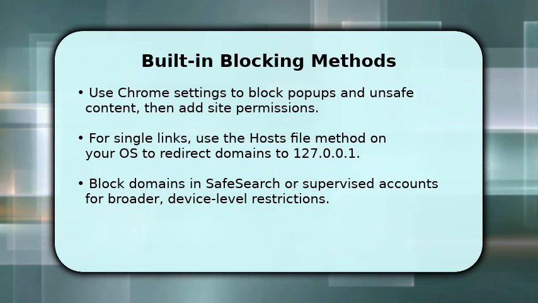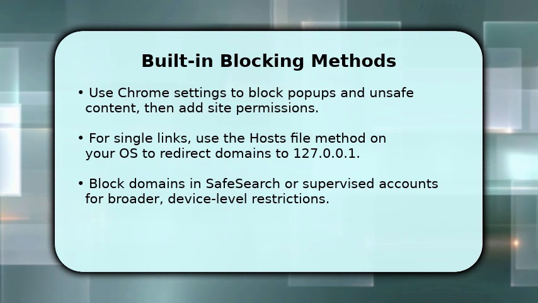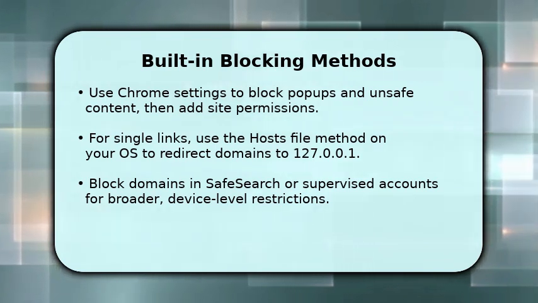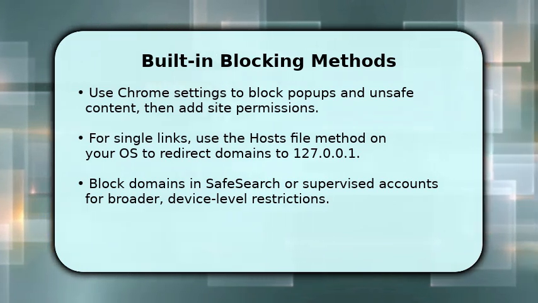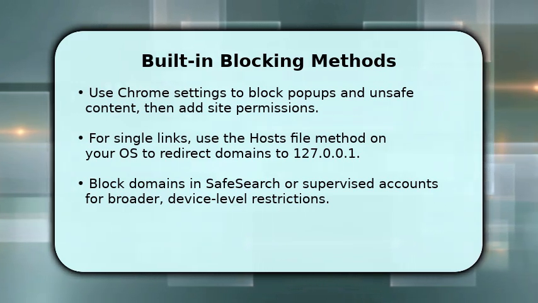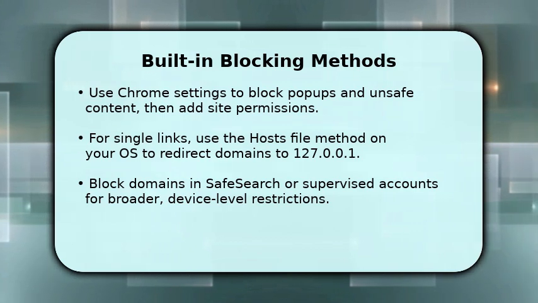To block a domain on your system, edit the hosts file and map the domain to 127.0.0.1 on your operating system. That method blocks links at the device level without extensions. For parental or managed accounts, enable Safe Search and Supervised Profiles to restrict domains across Chrome users and devices.